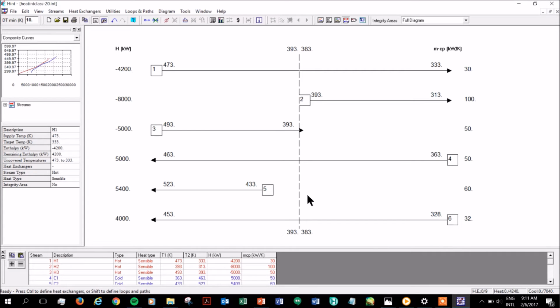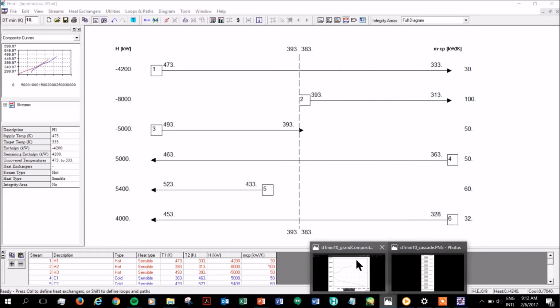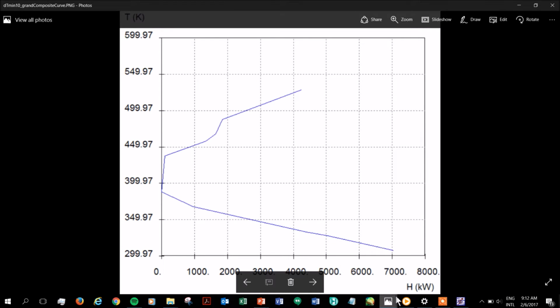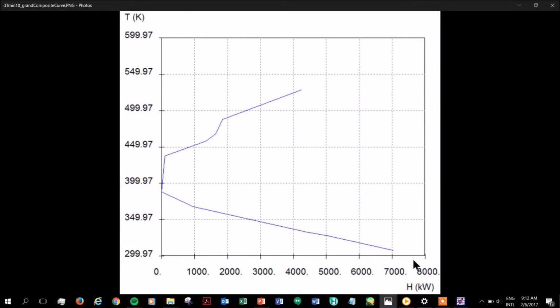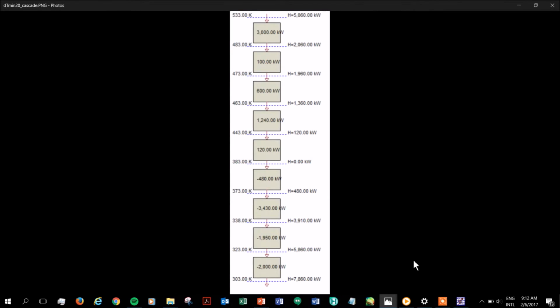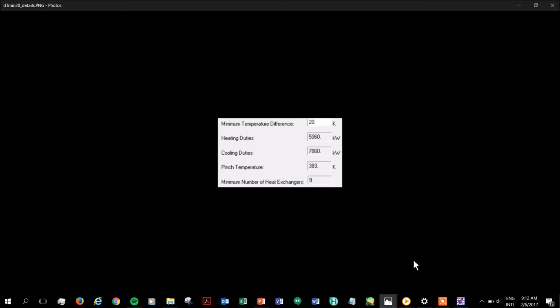So we have done all the minimum temperature differences utilizing the program HINT, as you can see here, and we have obtained the results. For a minimum temperature difference of 10, we obtain heating duties of 1240 kilowatts and cooling duties of 7040 kilowatts. For a minimum temperature difference of 20, we obtained heating duties of 5060 kilowatts and cooling duties of 7860 kilowatts.